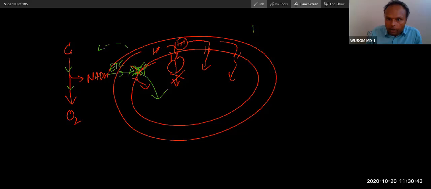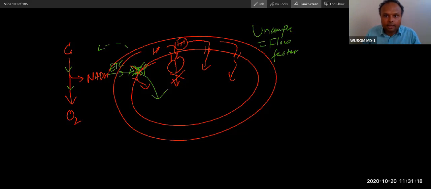In case of uncoupler, the flow of this metabolic pathway will be faster. Flow will be enhanced by this uncoupler. And you know this uncoupler is the molecule that will create a bypass of this proton.